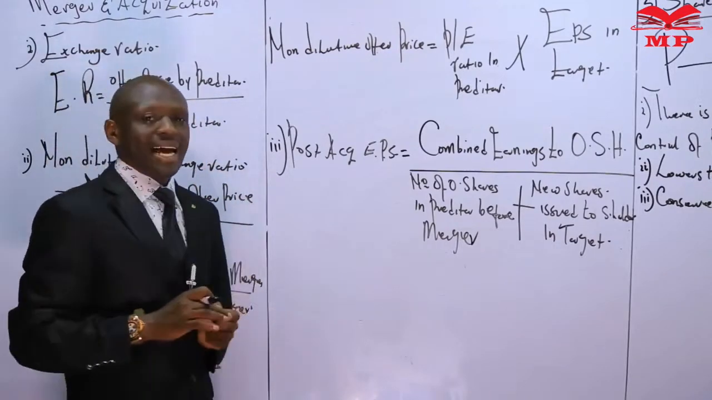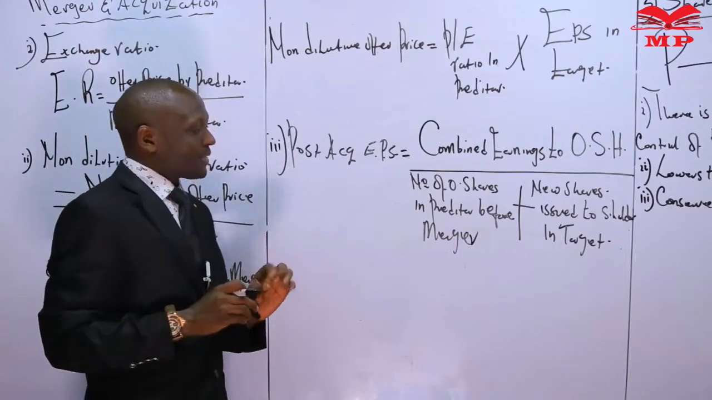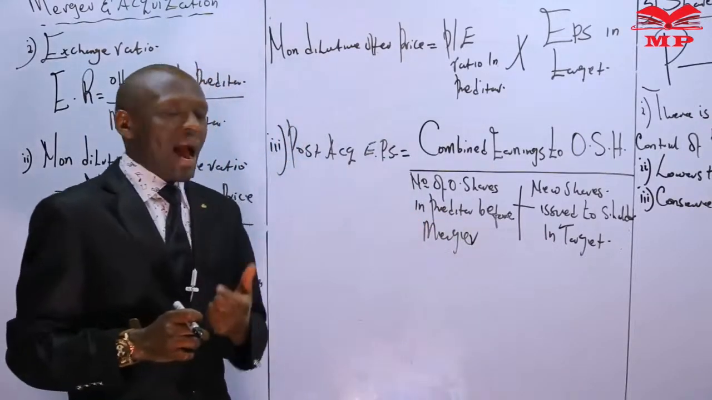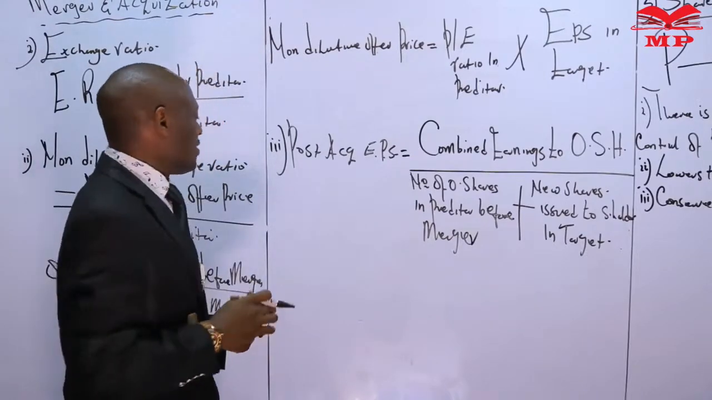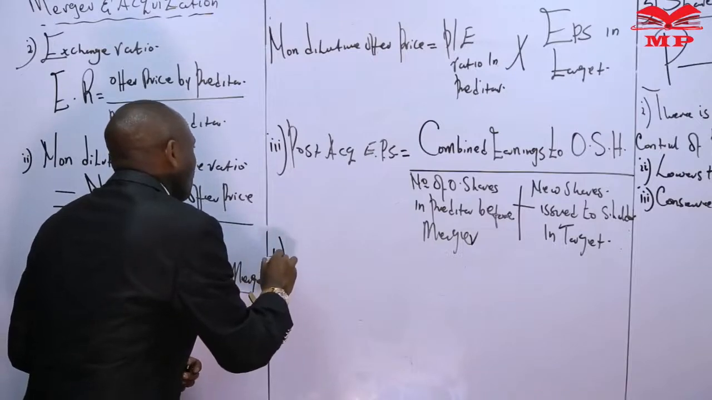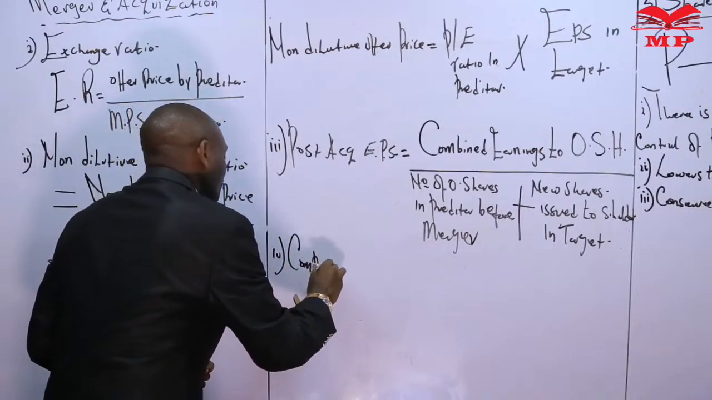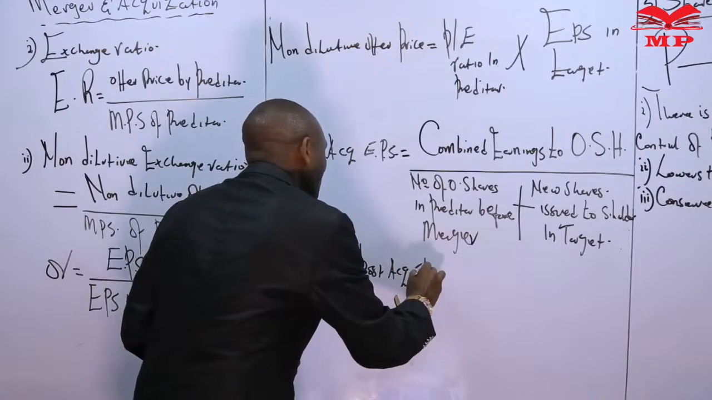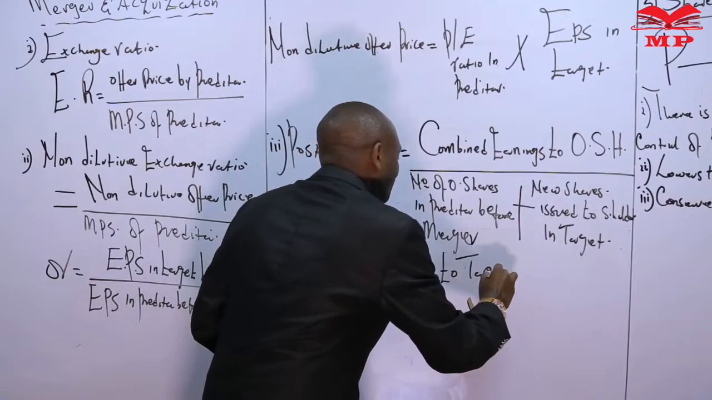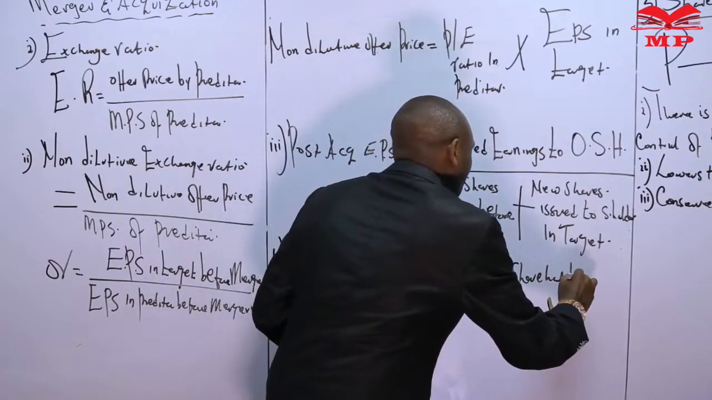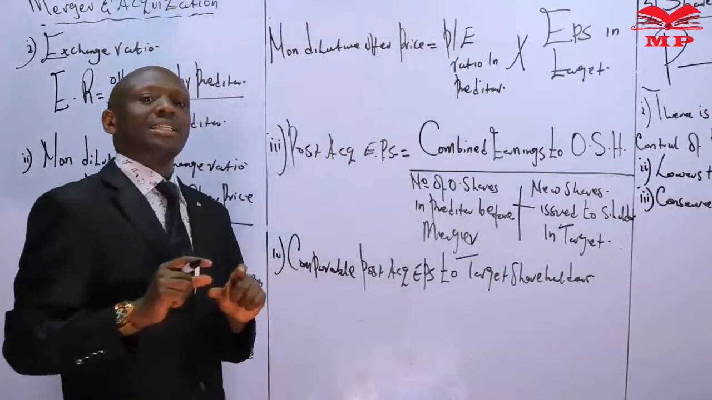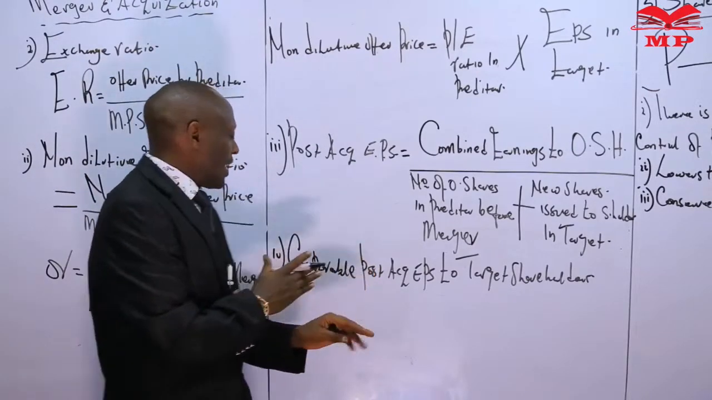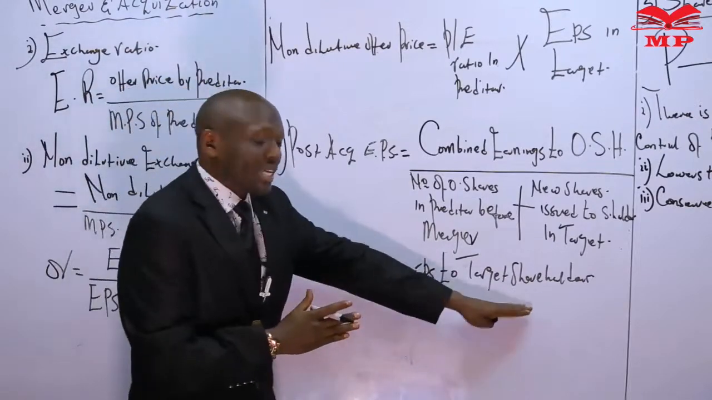Now, for the shareholders in the target, the comparable EPS, that is, that which the shareholder can take as EPS to compare with what they were earning before the merger and acquisition, is given by, we say that this is number four, we call it comparable post-acquisition EPS to target shareholders. That which a shareholder in the target company will take and compare with what they were earning in the company before the acquisition is the comparable post-acquisition EPS to the target shareholders.